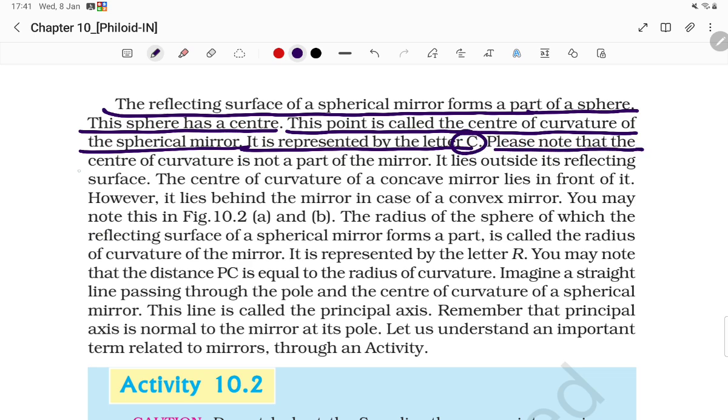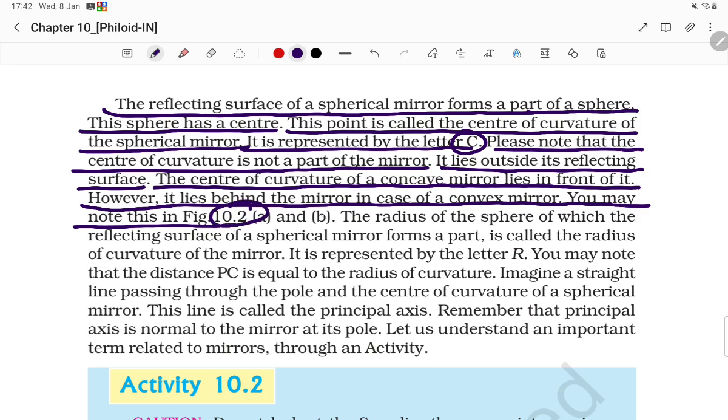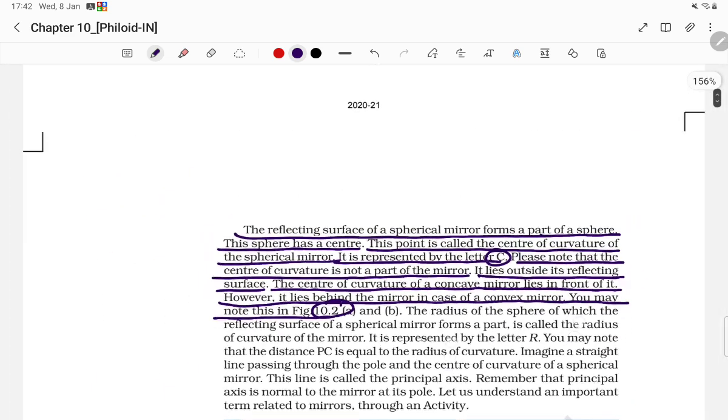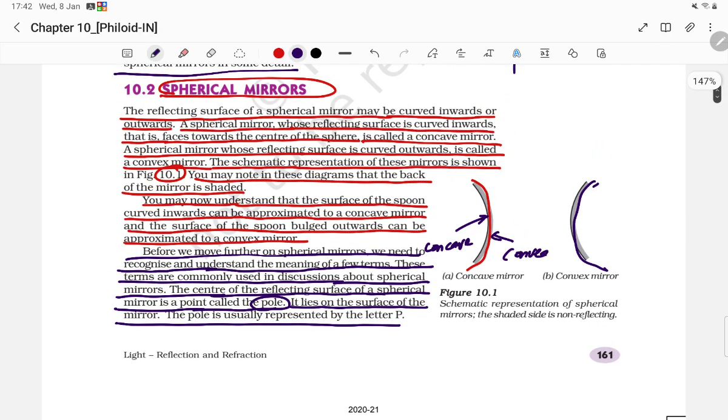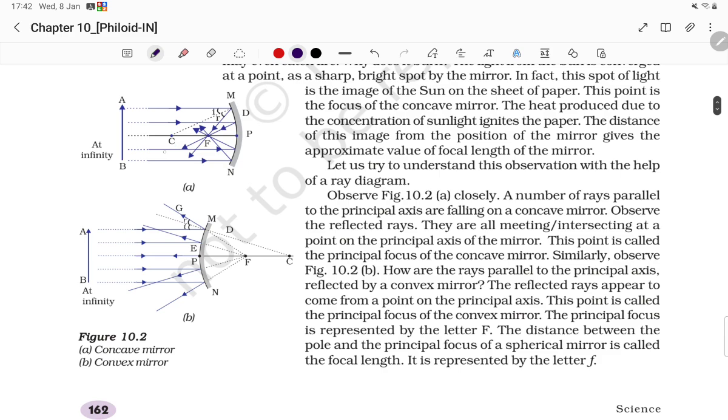Please note that the center of curvature is not part of the mirror. It lies outside its reflecting surface. The center of curvature of the concave mirror lies in front of it. However, it lies behind the mirror in the case of a convex mirror. You may note this in figure 10.2 A and B. So we have to see 10.2. So this is the center of curvature, student. The center of curvature is in front for the concave mirror, and at the back for the convex mirror.